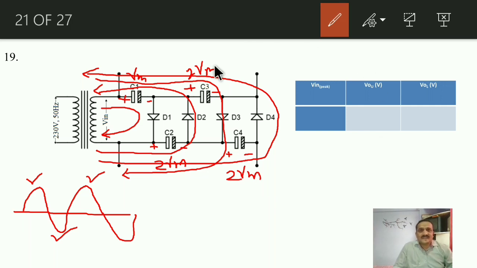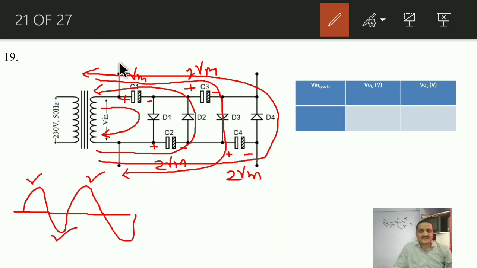Now see, you will observe only one capacitor, that is C1, is at Vm potential, and all the remaining capacitors are at twice of Vm potential. Whenever you go on to increase such pairs of capacitor and diode, you will observe that the remaining capacitors also will go on to charge to twice of Vm, is it?